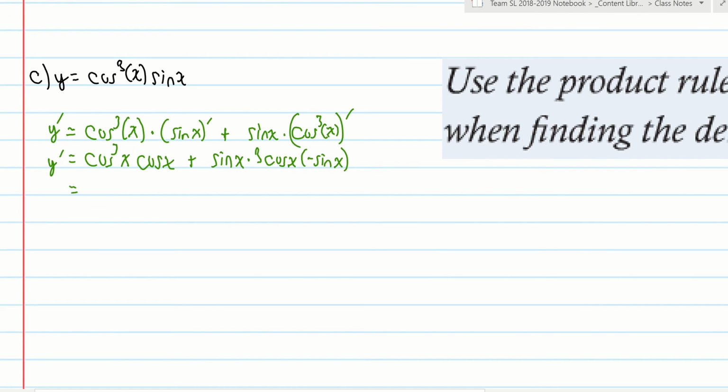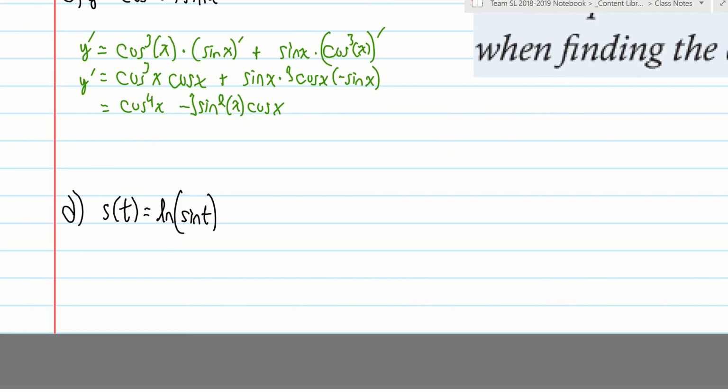So now we have cosine to the 4th x, because cosine cubed times cosine is cosine to the 4th, plus negative sine squared x. So let's fix that. Negative sine squared x times 3, so put the 3 out front, cosine x. You could perhaps factor out a cosine x, but overall, you did the job. You did the calculus. It's finished. Next.